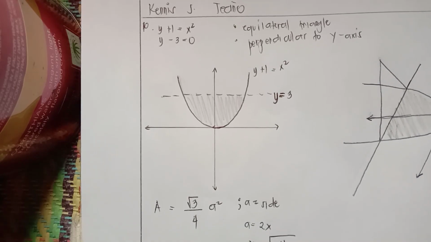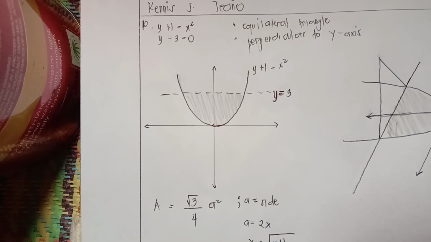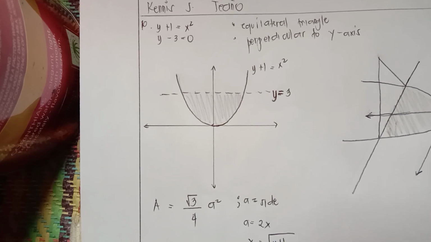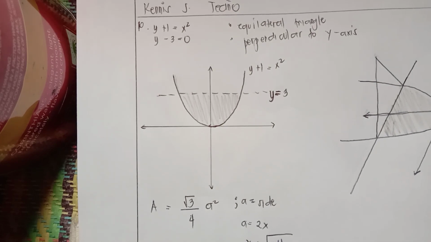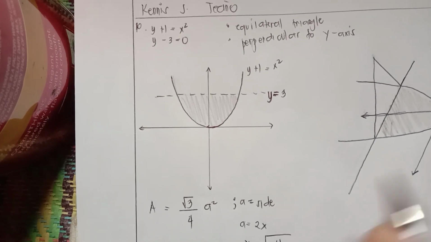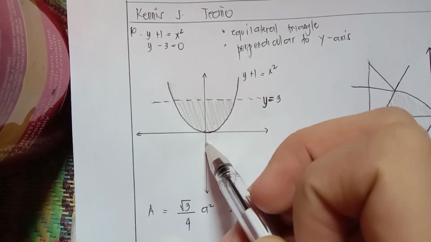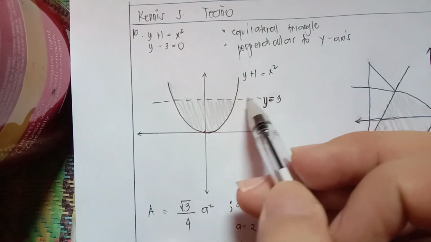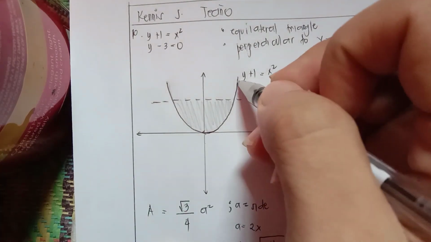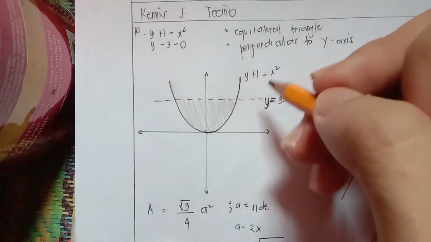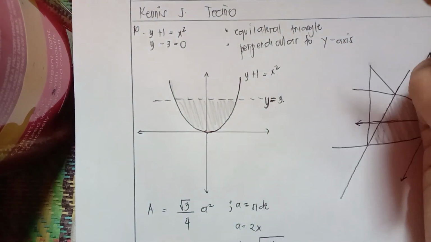For problem number 10, find the volume of the solid whose base is the region bounded by y plus 1 is equals to x squared and y minus 3 is equals to 0, and whose cross sections are equilateral triangles with the base perpendicular to the y-axis. So, ito yung graph natin. Itong line na to is equals to 3, y is equals to 3, then to 0. Itong line na ito is equals to y plus 1 is equals to x squared.